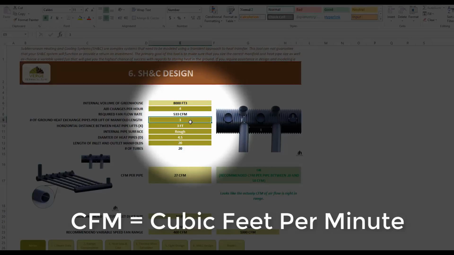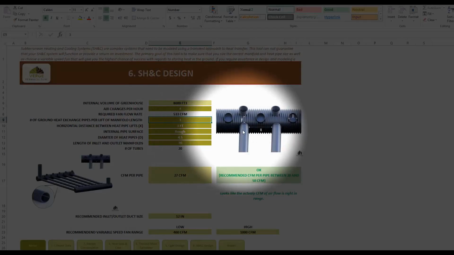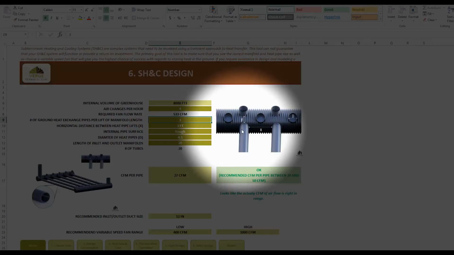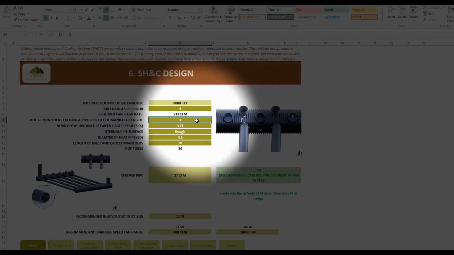The next thing that you're going to determine is how many pipes per lift you're going to install on this system. So in this picture we have 3: 1, 2, 3. However, you could very easily just do 2, or you could try doing 1 as well. We'll keep it at 3 right now, and then we'll experiment with a different number later.